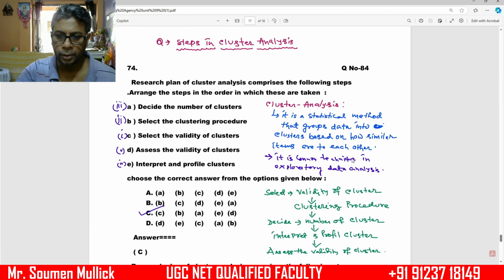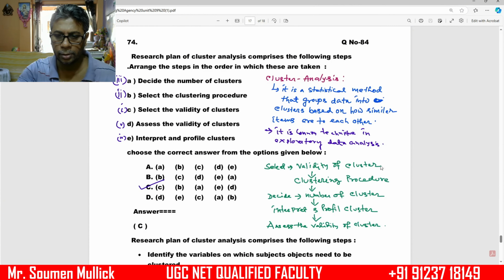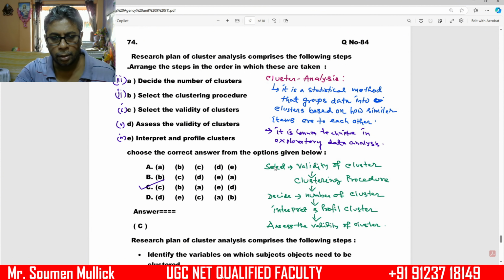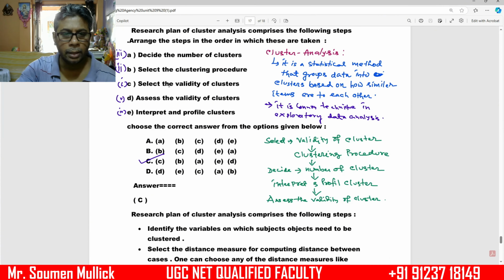So these are the steps of cluster analysis. Identification of the variables which the subjects or objects need to be clustered on, select the distance measure for computing distance between cases, decide the cluster procedure to be formed, a wide variety of clustering procedures, decide the number of clusters to be formed. Next, map and interpret the clusters using illustrative techniques like a perceptual map. Assess reliability and validity of the obtained clusters.